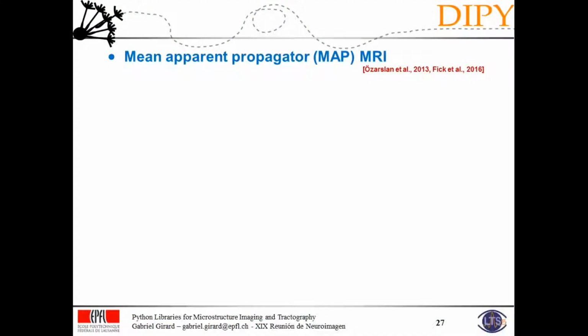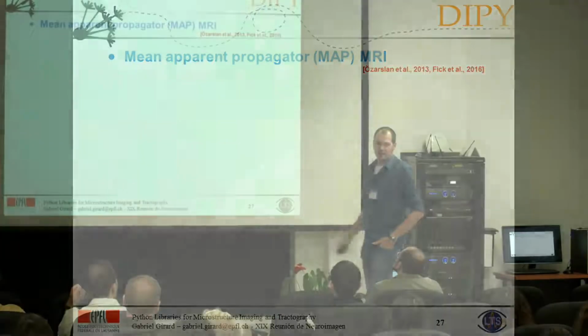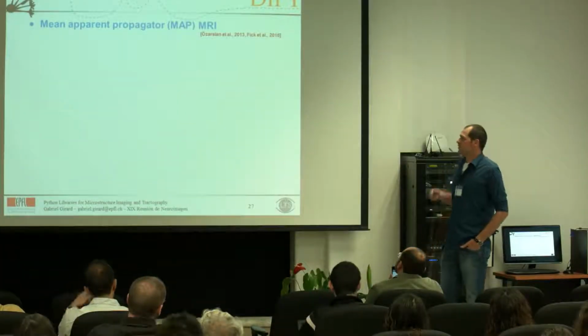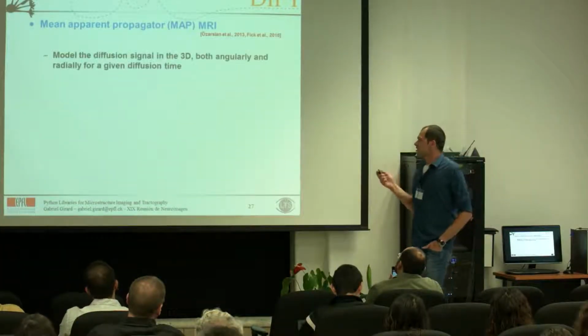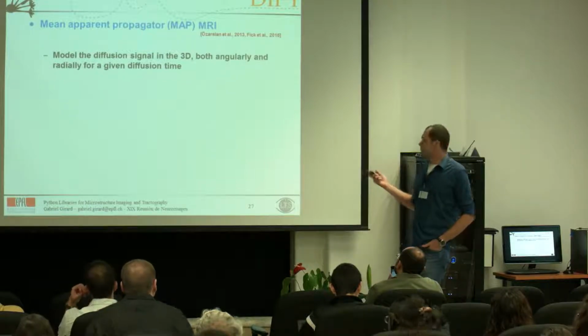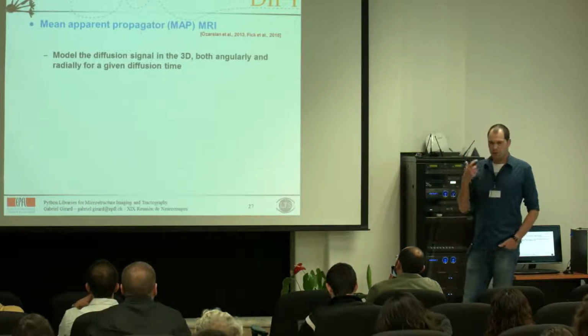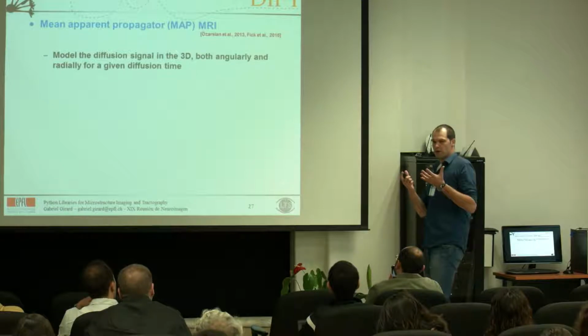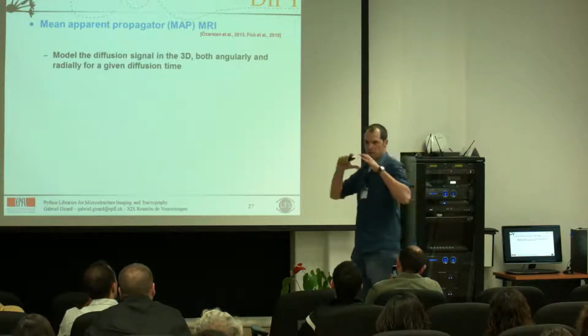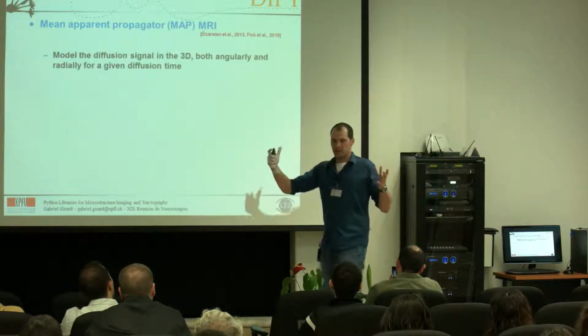I didn't discuss this yesterday, but it's probably related to some of your projects. It's about microstructure. I don't know if some of you know the MapMRI modeling technique. It's very interesting as it essentially tries to model the diffusion signal, but in 3D. So if you will, it's like trying to fit spherical harmonics, but instead of fitting on one shell, you try to fit the 3D diffusion signal.